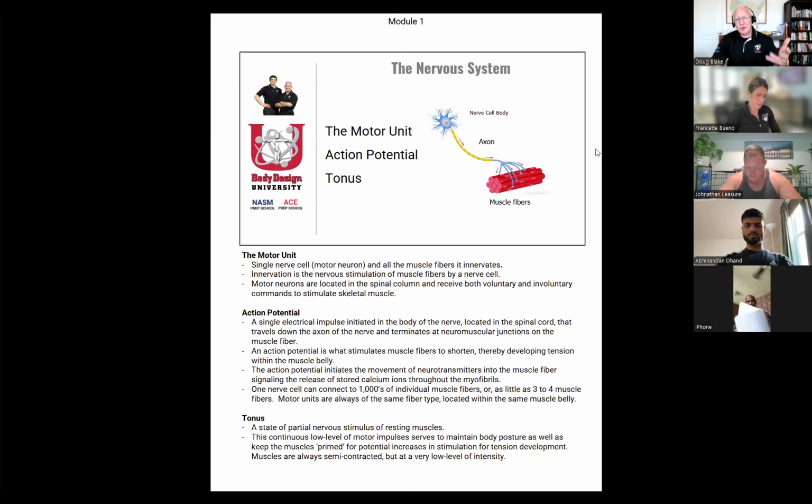The next slide here is about the nervous system, and it's actually the neuromuscular system. The most important concept here that I want you to get from this slide, it's all important, but the main concept is what's known as the motor unit. What is a motor unit?